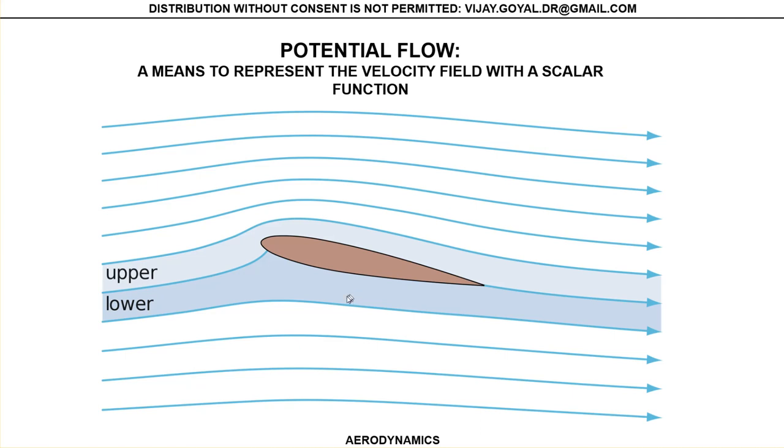And potential flow is nothing else than a means of representing a vector field, a velocity field, by using a scalar. So if there's a possible way to find a scalar that will meet certain conditions, then that scalar will be just enough to find my velocity field around, let's say, this airfoil. So that is very helpful.